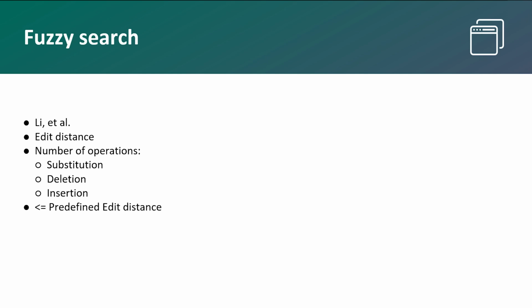For example, this team introduced a fuzzy search collection using edit distance to measure keyword similarities. There are multiple ways to measure the edit distance. The one they use is the number of operations to change one word to another. The operations include substitution, deletion, and insertion. When the user is searching for something, if the exact matching failed, the server will collect the keywords within a predefined distance and return the collected set.